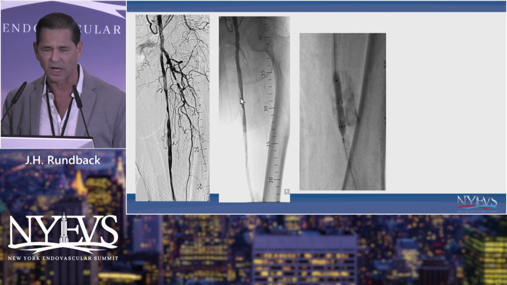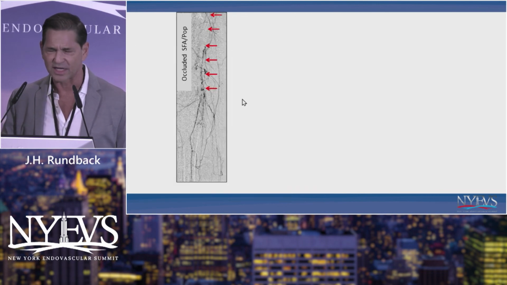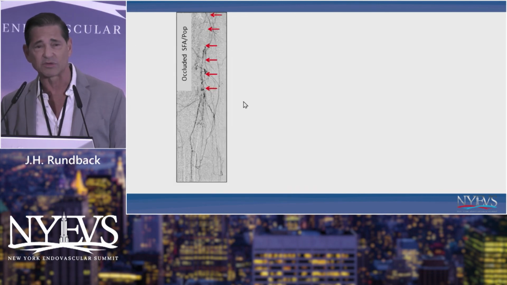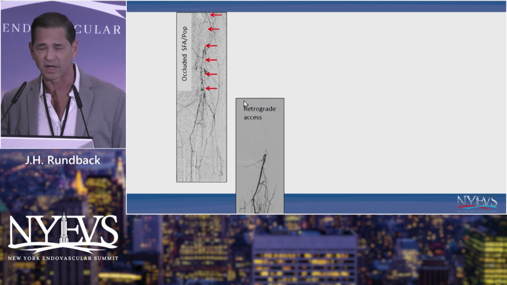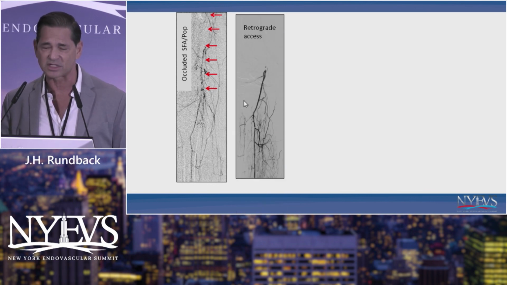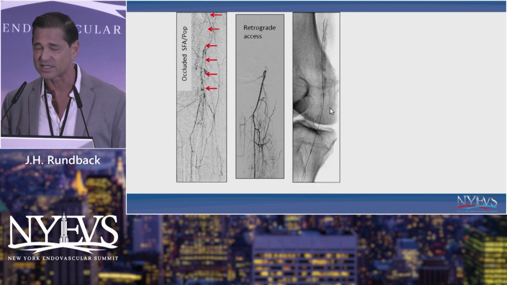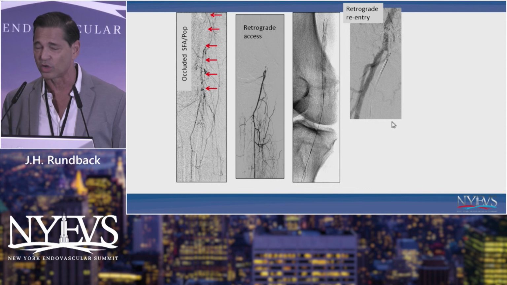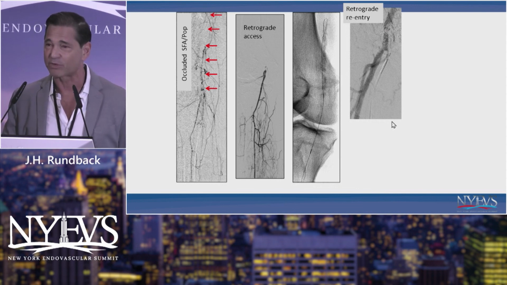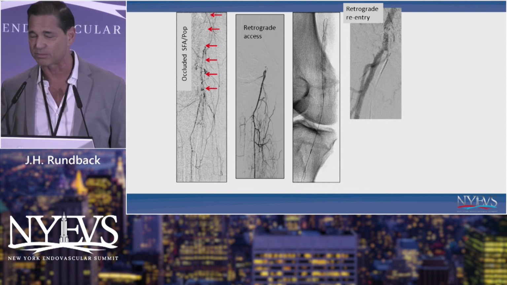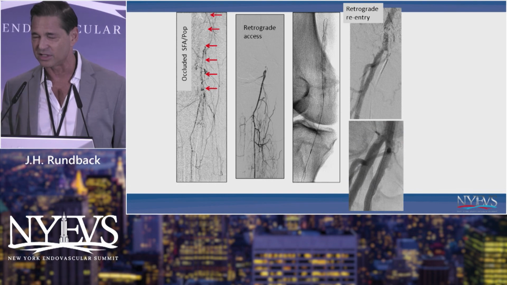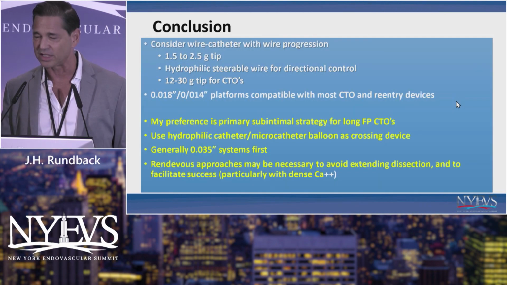Let's move on to, well, this is just completing that case. So you can do, obviously, retrograde approaches from other access points. This is just a fun case of retrograde approach from the pedal access, and coming up, and this is actually with a 6 French slender sheath in the foot, and this is the only way that you're going to be able to do a reverse CART and get perfect placement of a retrograde placed Supera stent, as you can see here in this location. So pedal access certainly is possible.